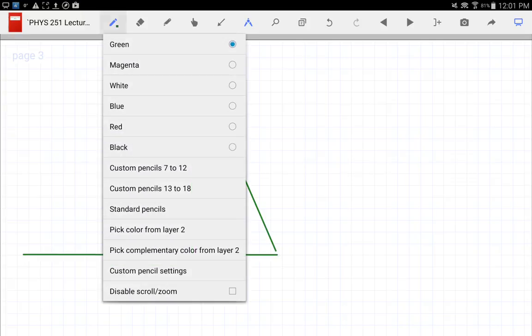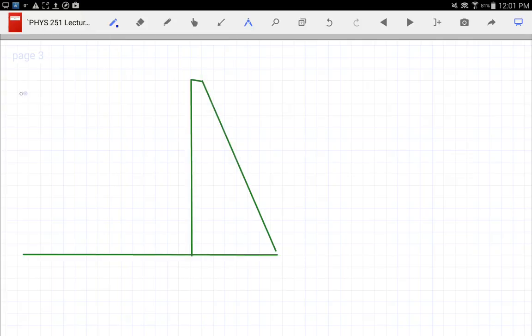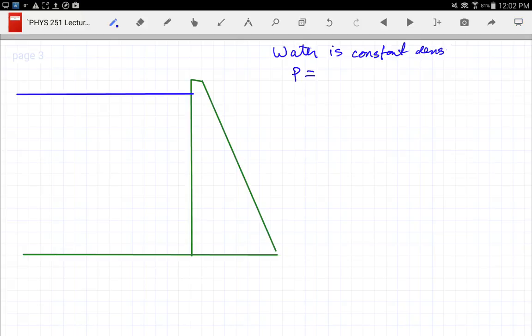Okay, got my dam. Going to put a water level on here. There's the water level. Now let's suppose that I gave you this problem and said that the water is incompressible, so pressure, well, let's just start. Water is constant density rho.